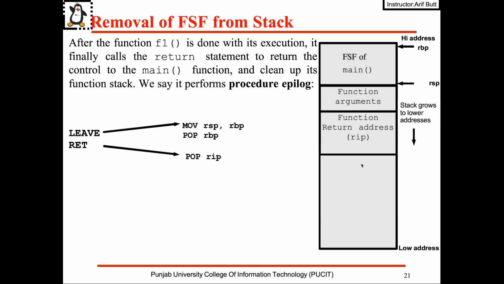Finally, we have the ret instruction. The ret instruction simply does a pop RIP. That is, this saved return address is placed inside the RIP register. It also removes any function arguments on the stack, if any. Now you can see the function stack frame of F1 is completely removed from the stack, and the control of execution is there inside the main function.